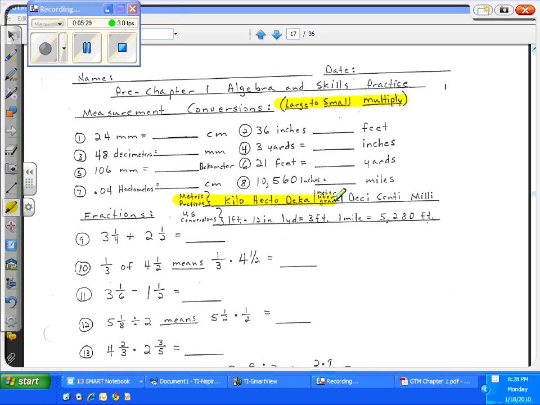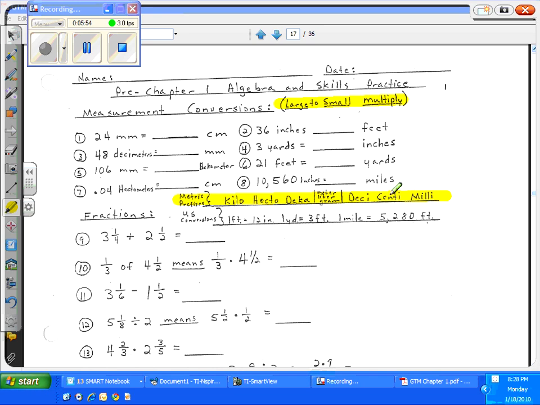And you should familiarize yourself with the metric prefixes. Kilo is 1,000, hecto is 100, deca is 10. Your ones place, your basic unit, meter, liters, and grams. Meter is length, and liter is volume, and gram is weight. You should be familiar with those. Deci is the tenths place, centi hundredths, and milli thousandths.